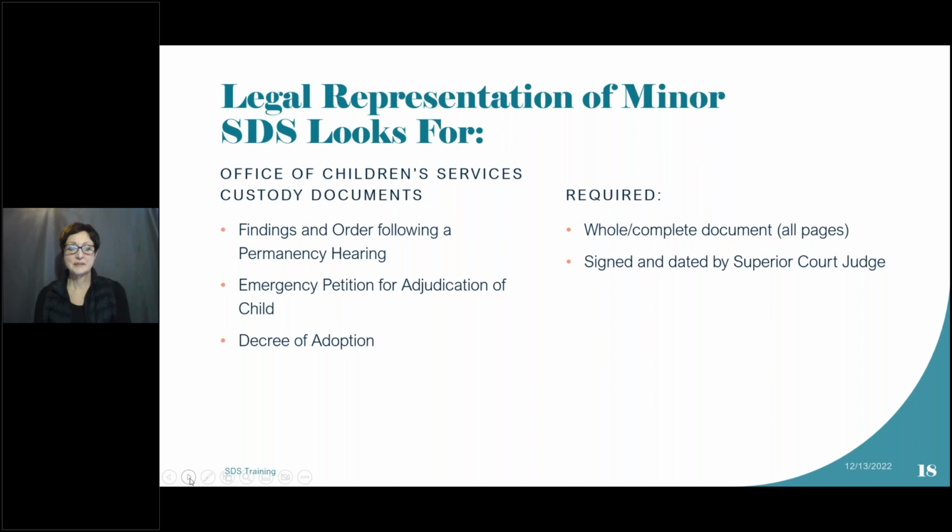Another title that we see is Emergency Petition for Adjudication of a Child. Or it could be called a Decree of Adoption. All of those are documents that mean OCS has created a final document regarding that child and their custody. Okay? So what's required? The whole and complete document, once again, all the pages, signed and dated by the Superior Court judge. So those are different forms that we might see around documentation for a minor.